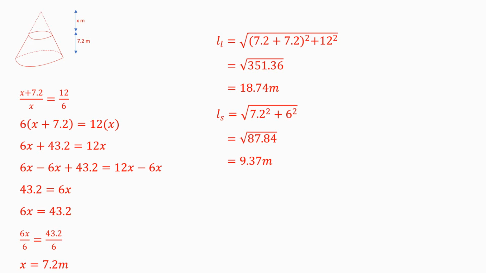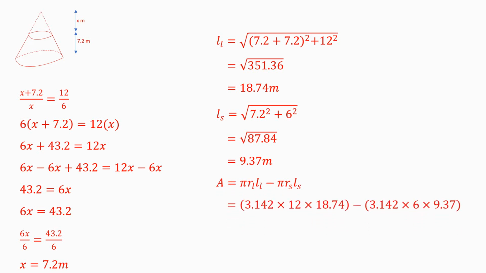So we have our area is equal to pi r L of the large cone minus pi r L of the small cone. We substitute. I've used pi as 3.142 times 12, which is the radius of the big cone, times 18.74, the slanting height of the big cone, minus 3.142, the pi, times 6, that is the radius of the small cone, times 9.37, which is equal to 529.92972, but we have been asked to give our answer to 2 decimal places. Therefore, the area is 529.93 square meters to 2 decimal places.